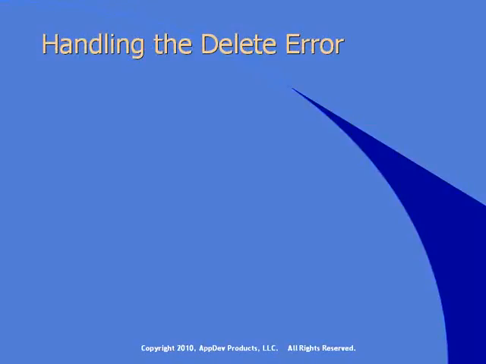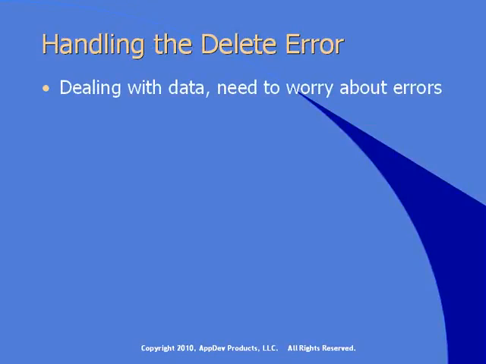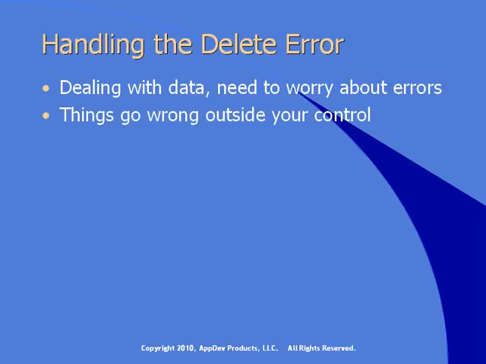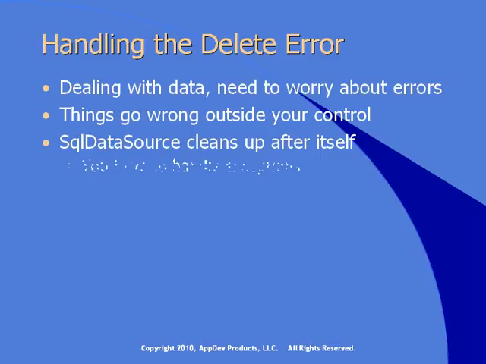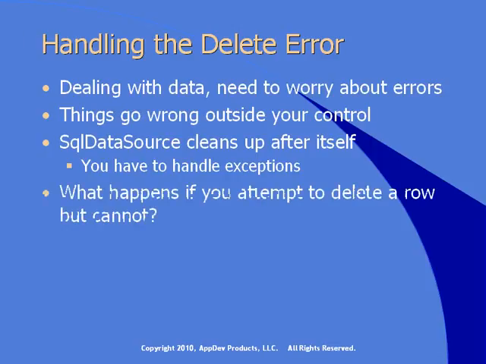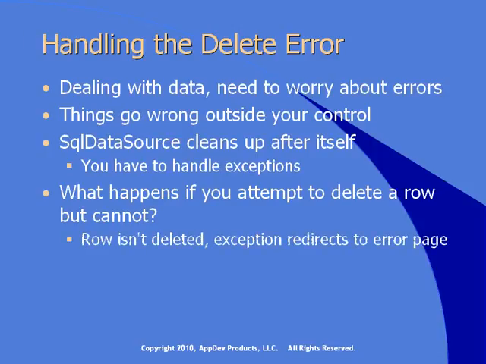Let's look specifically at handling that deletion error. If you're dealing with data, you need to worry about errors, not just the one we saw, but all sorts of things can go wrong that are outside your control. The SQLDataSource control cleans up after itself pretty well, but you have to handle exceptions. What happens if you attempt to delete a row but you can't? We saw that happen as part of the demonstration. The row isn't deleted, and the exception redirects you to ASP.NET's default error page.